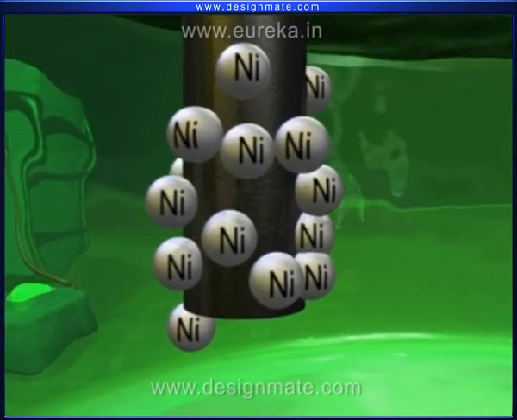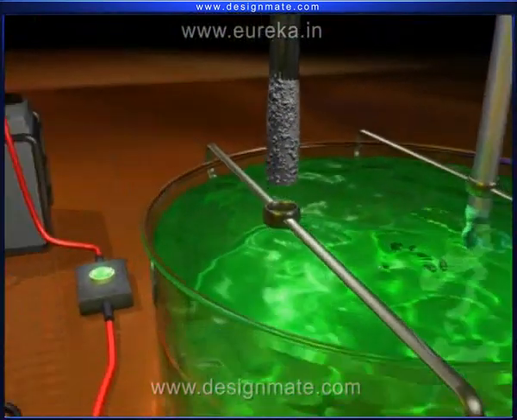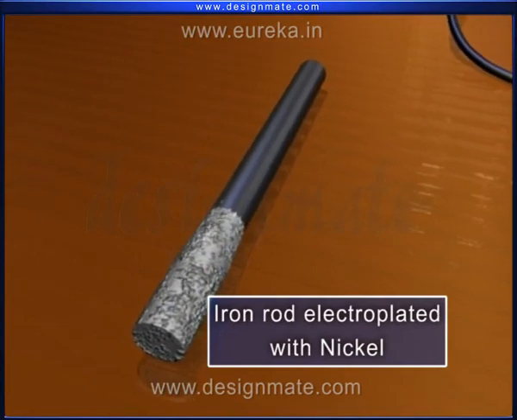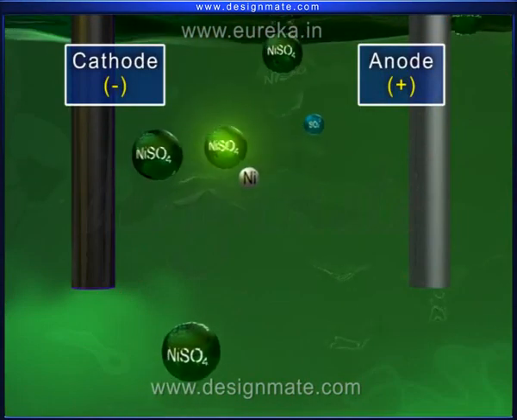The cathode grows in size due to the deposition of pure nickel on it. Thus, the iron rod gets electroplated with nickel. Let us sum up the process of electroplating.